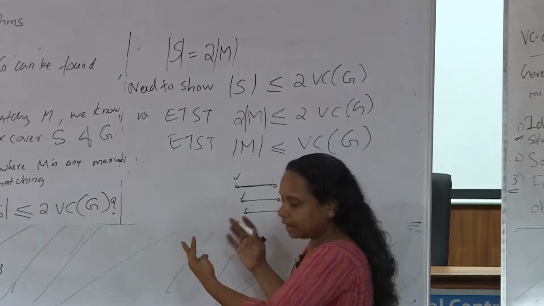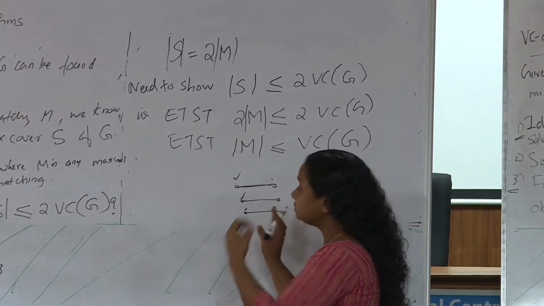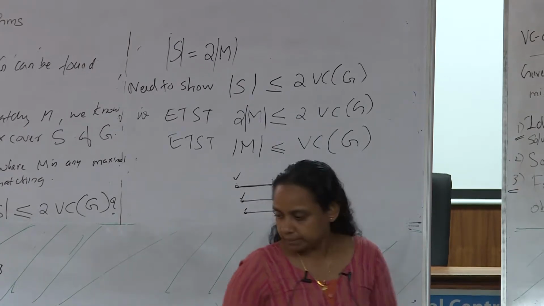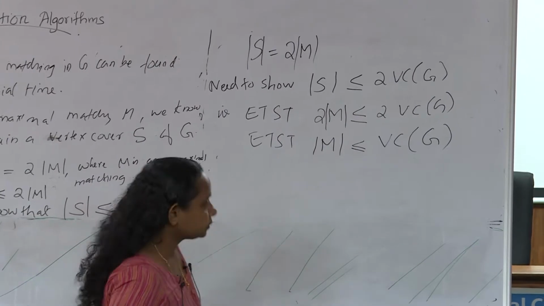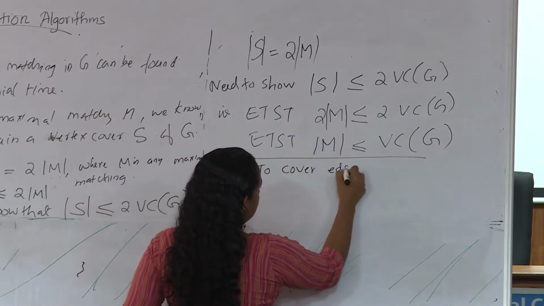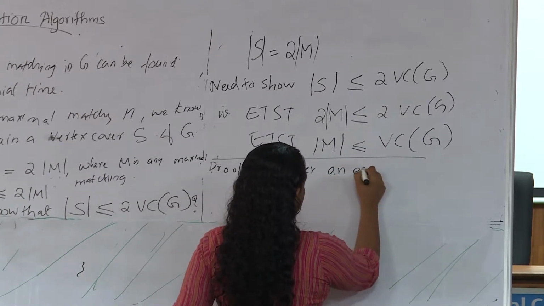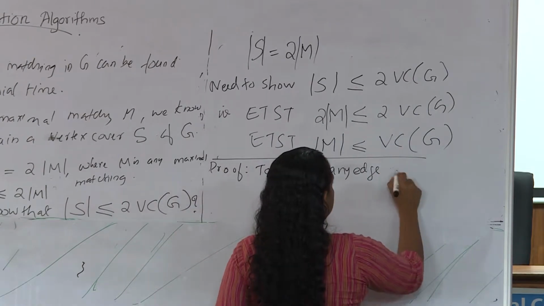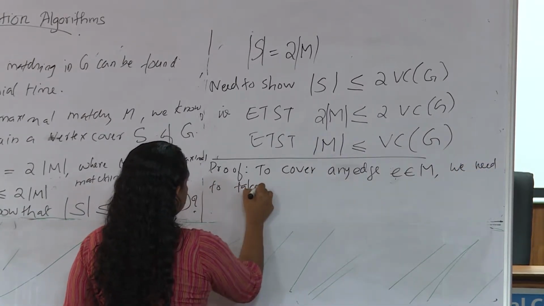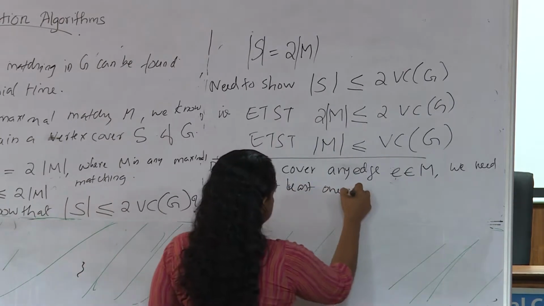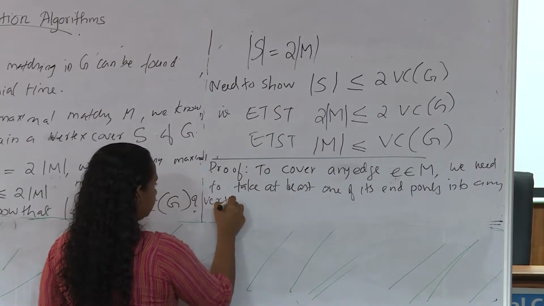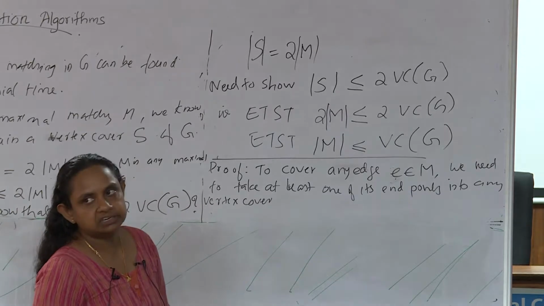The graph may have more edges that we don't know, but we need to anyway cover these edges, right? To cover these edges, we need to pick at least one of their endpoints. Okay? So just to write the argument fully. Proof: to cover any edge E in M, we need to take at least one of its endpoints into any vertex cover, in particular a minimum vertex cover.